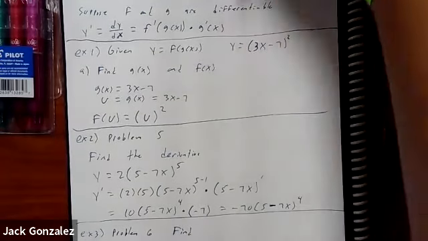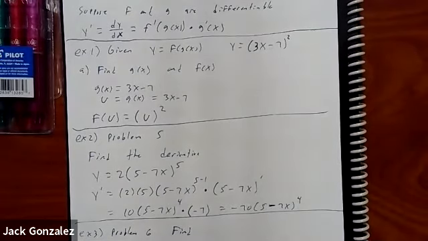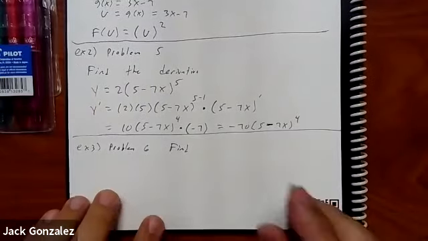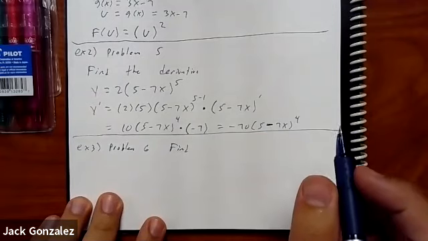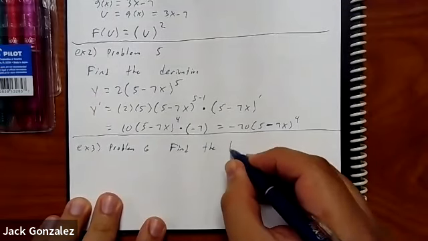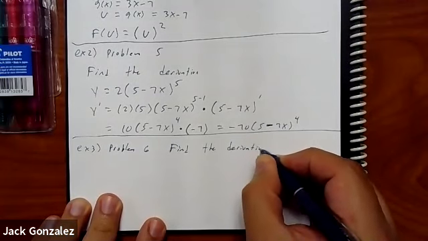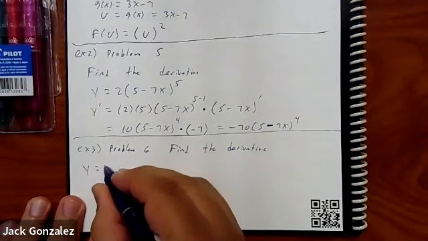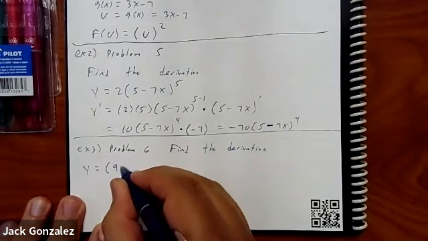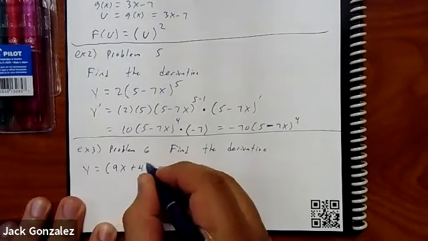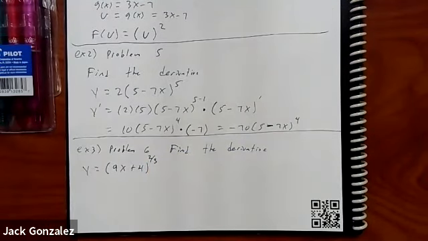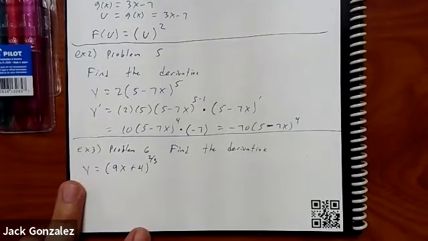All right, let's go ahead and move to the next problem. Find the derivative. So y is equal to (9x plus 4) to the 2/3. They use t in the homework, but I don't like t. And I changed it to y instead of f. Who cares?